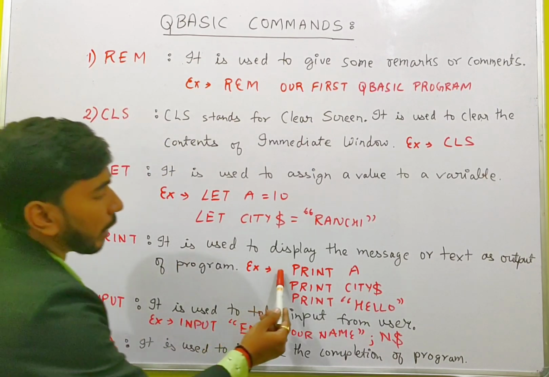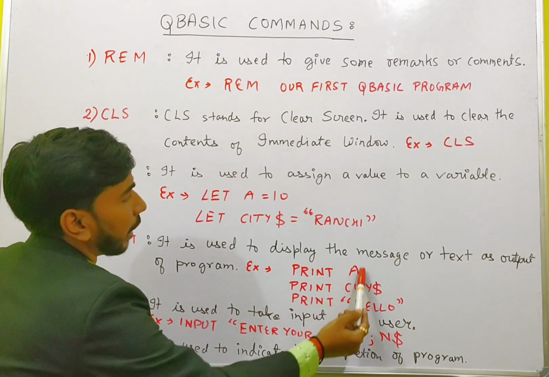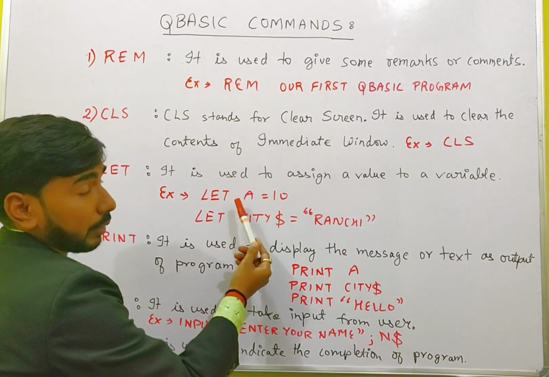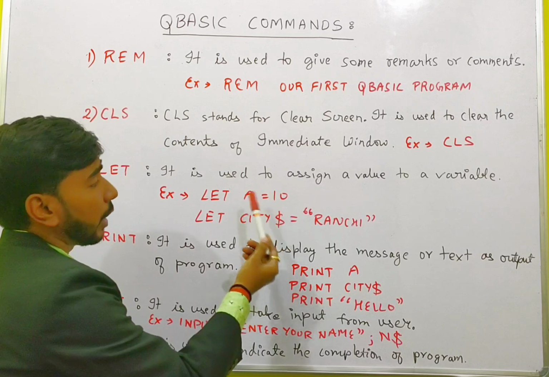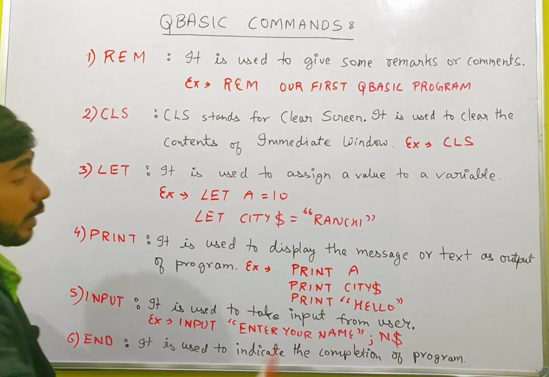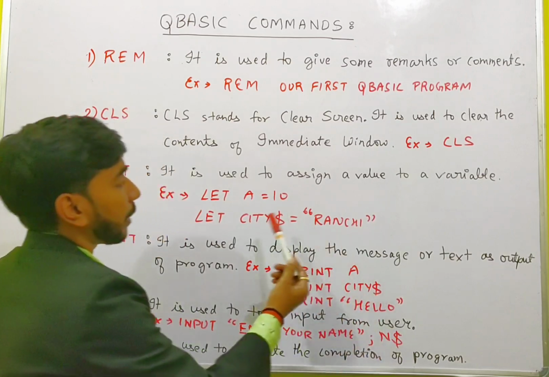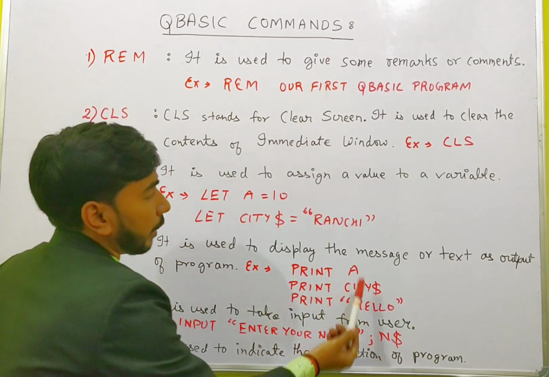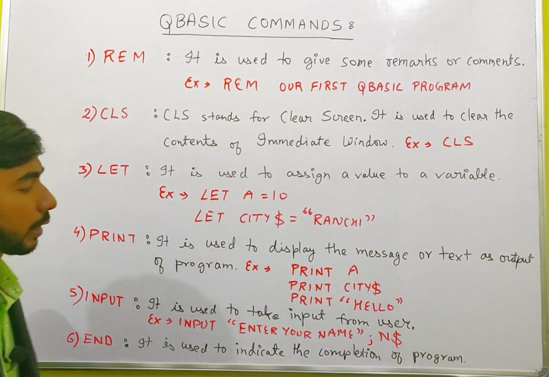For example, I have written PRINT A. So here the value of A, what we have taken, the value of A is 10, so it will display 10. Next, PRINT city$. The value of city$ we have taken is Ranchi, so Ranchi will be displayed.